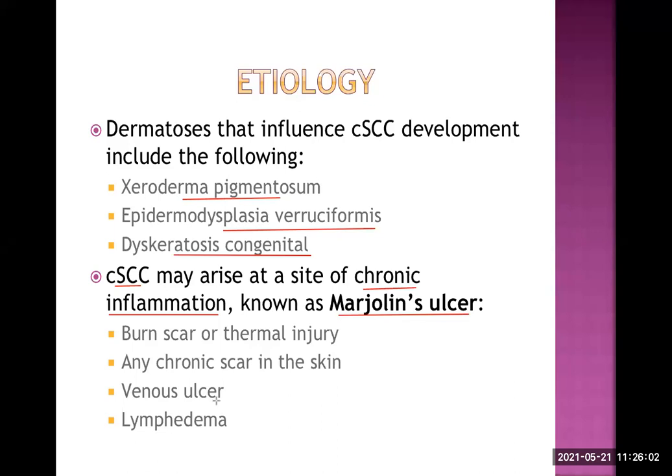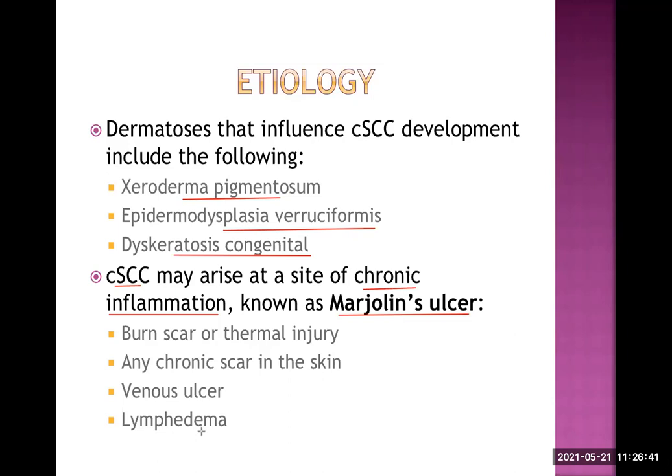Venous ulcer: remember, venous ulcer is the result of a varicose vein. Varicose vein is quite common in the lower limbs, and sometimes that varicose vein may rupture and can lead to ulcer formation. This is known as venous ulcer. In the long run, it can convert into Marjolin's ulcer. And then lymphedema as well. This is a prolonged collection of the lymph there; that area is swollen all the time. It may ulcerate, and if that becomes chronic later on, it may convert into squamous cell carcinoma. And we call that Marjolin's ulcer.